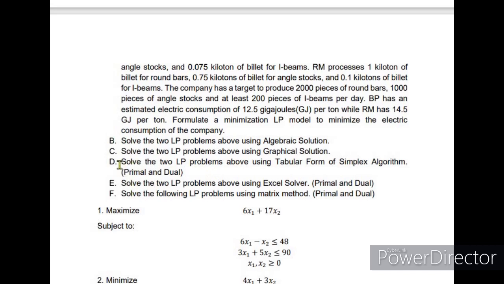Next, in letter D, you will solve using simplex algorithm. Now you will solve both primal and dual. So you have 4 answers because you have primal and dual for each problem. Next, for letter E, solve the problems above using Excel solver. So you will solve both primal and dual using Excel solver.